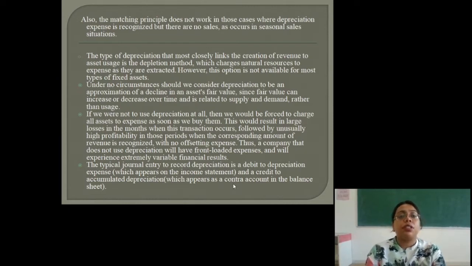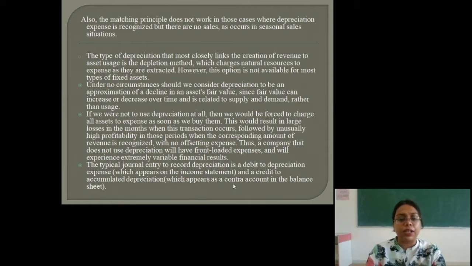If we were not to use depreciation at all, then we would be forced to charge all the assets to expense as soon as we buy them.